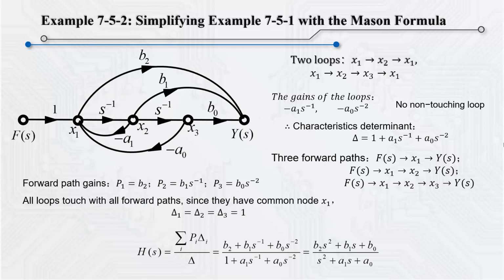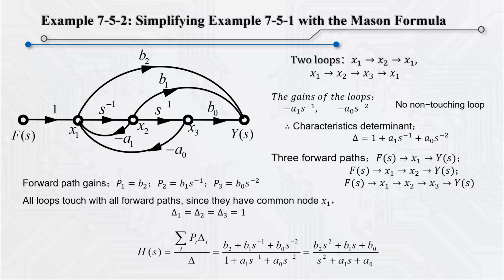So it's named the cofactor of the characteristic determinant for the ith forward path. Now let's simplify the signal flow graph, which we simplified in an ordinary way above, with the Mason formula. There are two loops in this signal flow graph. The loop gains of them are minus a1, s minus 1, and minus a0, s minus 2, respectively. It doesn't have any non-touching loops, hence both of its loops are in touch. Therefore, its characteristic determinant is 1 minus the sum of all loop gains.